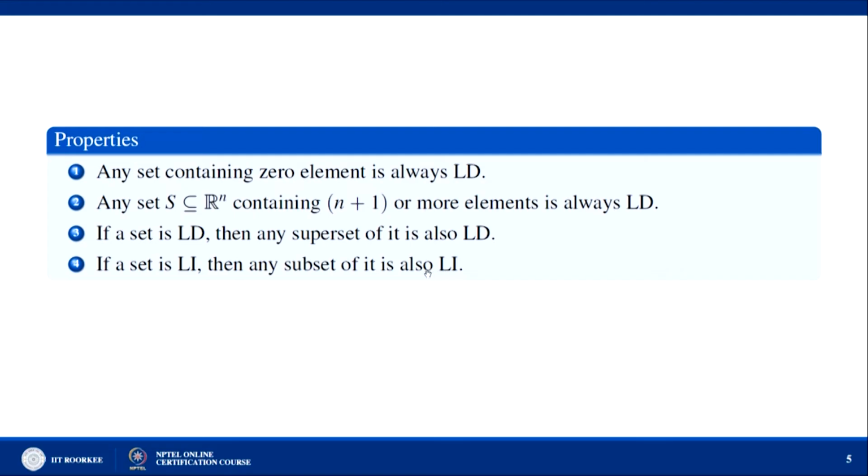The next property is, if a set is LI, then any subset of it is also LI. If any subset of it is not LI, then it is LD, and if it is LD, then the superset of this set will also be LD. However, it is LI. So, this contradicts statement 3. Therefore, if a set is LI, then any subset of it is also LI.